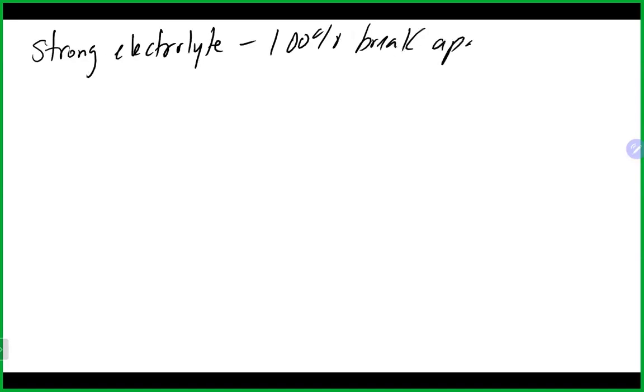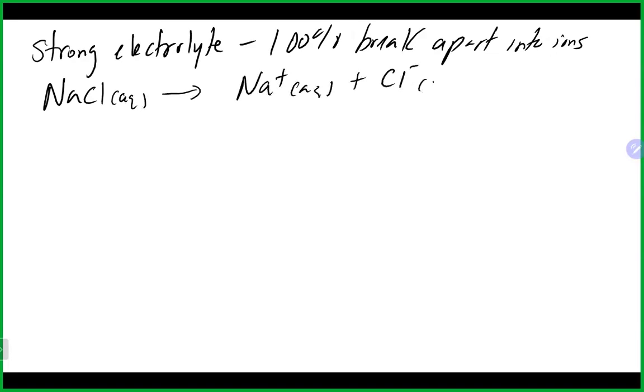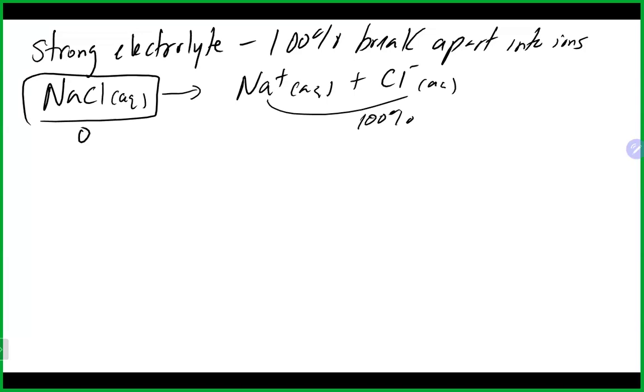So let's talk about each of those. For example, a strong electrolyte is something that will 100% break apart into ions, which means you have none of the whole unit still together. So if you took something like sodium chloride and dissolved it in water, in that sodium chloride solution you will have 100% sodium ions and chloride ions floating around, none of the sodium chloride units still together.